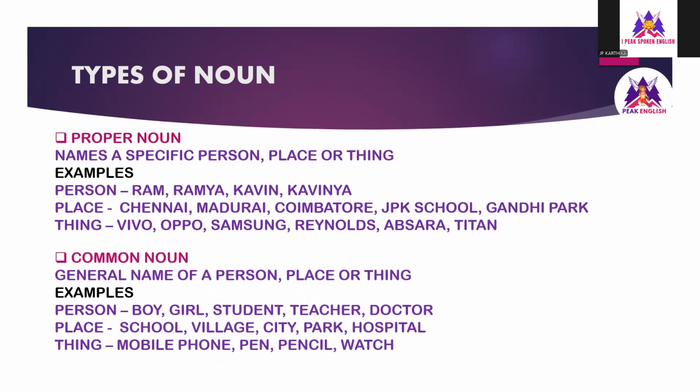Same way, girl. Girl is a common noun. Girl may be Ramya. Girl may be Kavinya. Girl may be Sita. Girl may be Sheila. So girl is the common term given to that particular person. Next is student. Student, again a common noun. Ram is a student. Ramya is also a student. Student is common for both the genders. So student is a common noun.